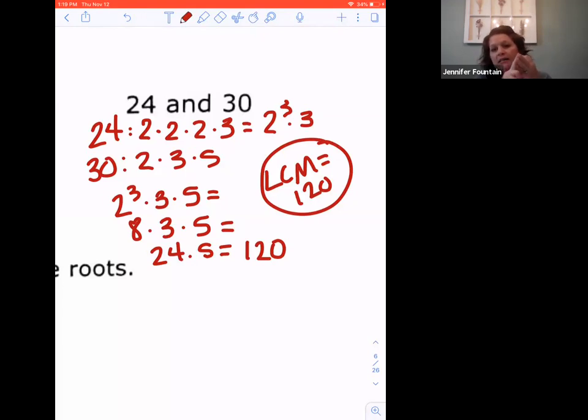I've got to list the highest exponential form of each. The only one that has an exponent is 2. So I have 2 cubed times 3 times 5. 2 cubed is 8, 2 times 2 times 2 is 8. 8 times 3 is 24. And 24 times 5 is 120. So my least common multiple is 120. Any questions about least common multiple?